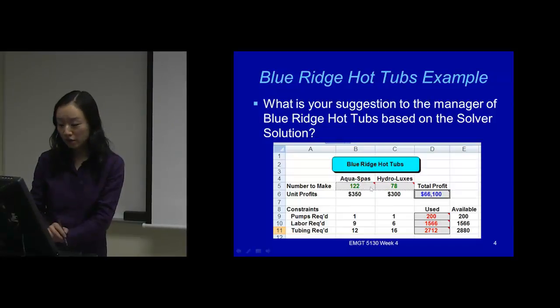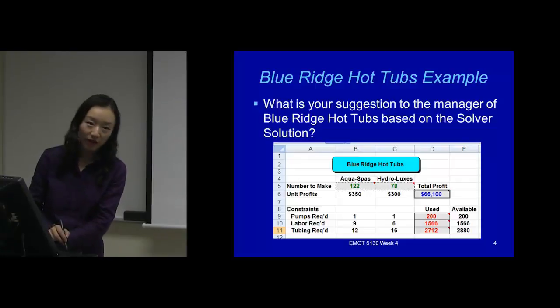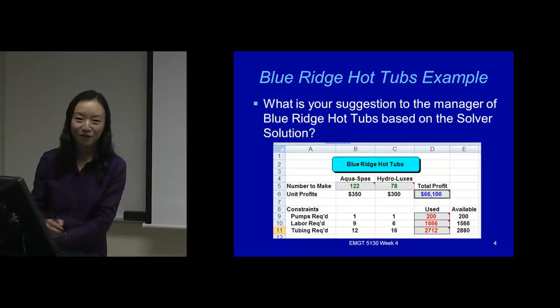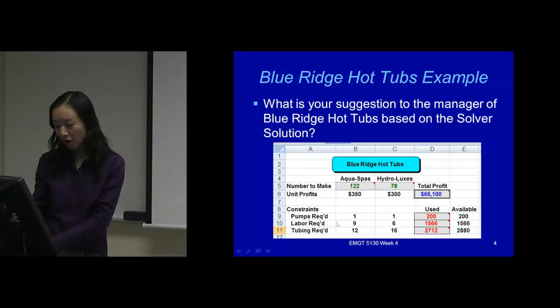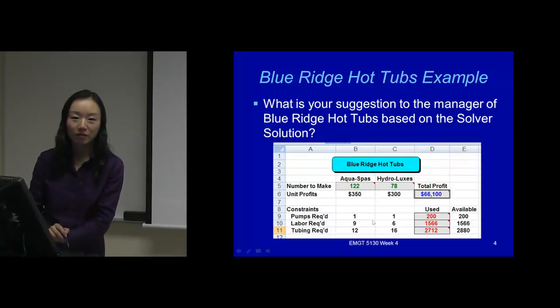Or say this company tries to implement some improvement to their manufacturing, so they implement lean manufacturing and save some resources, and say the labor part gets really improved, so they now use less labor. So what does that mean to this decision? Are they going to make the same amount?